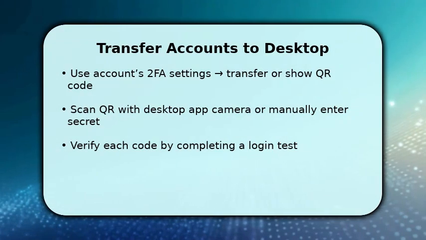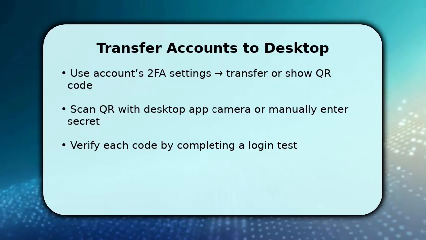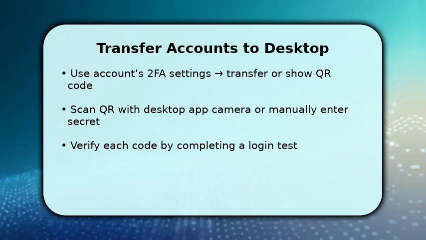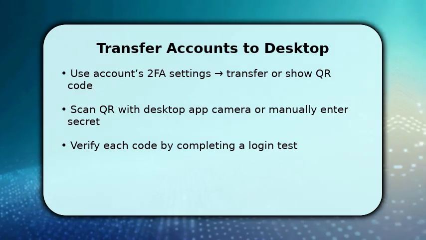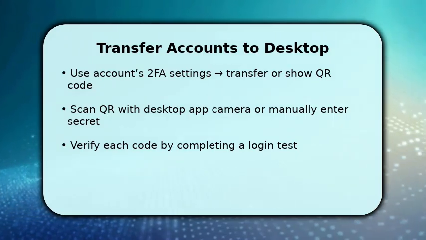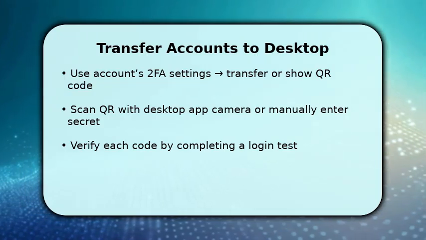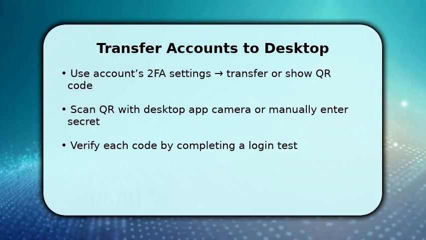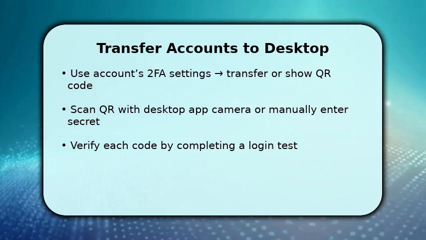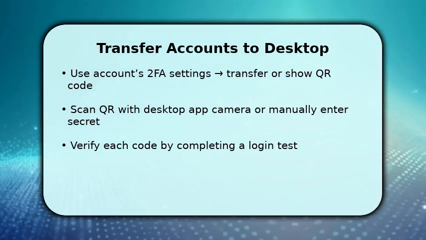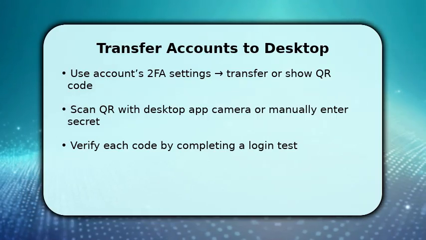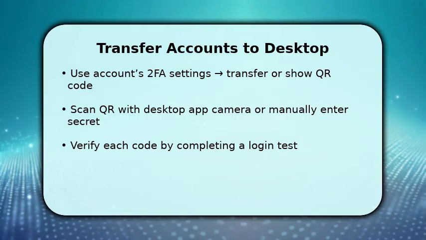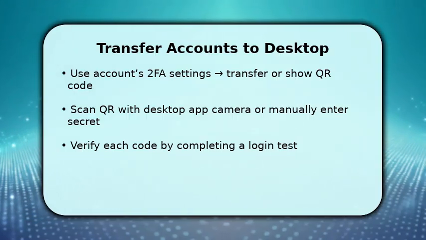Next, perform the actual transfer for each account. On the service's security page, choose two-factor authentication, then select Transfer or Show QR/secret. In the desktop app, pick Add Account and either scan the on-screen QR with your webcam or type the secret key exactly. Once the desktop shows a time-based code, immediately test it by logging into the service and entering that code. This confirms sync. Repeat for every account, and make sure each test succeeds before removing mobile entries.